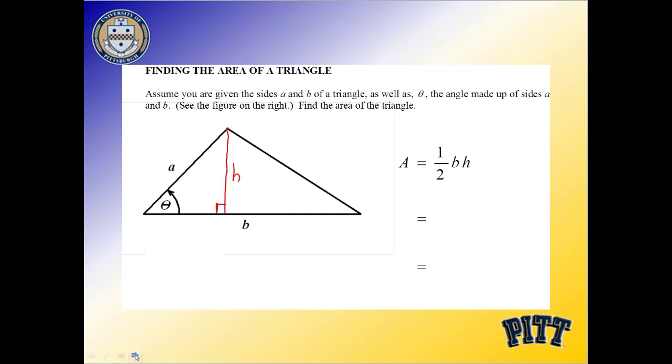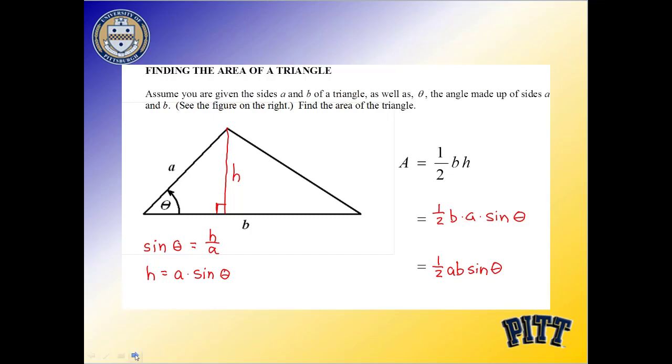But I can also look at the right triangle formed on the left-hand side and say, well, wait a second. I know that the sine of theta equals the height over A, because A would become the hypotenuse of that little triangle, which means that the height is A times the sine of theta. Well, because of that, I can substitute that in over here and get that the area is 1/2 the base times A times the sine of theta, or come up with the formula 1/2 AB sine theta.